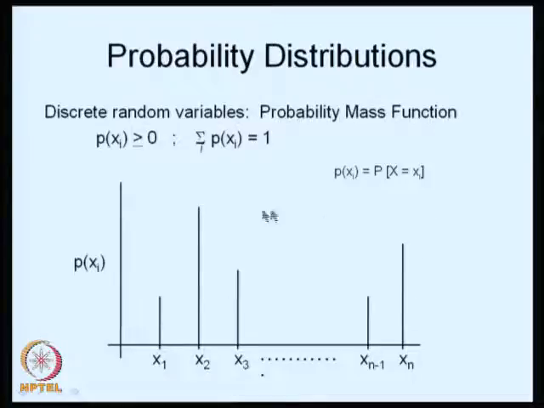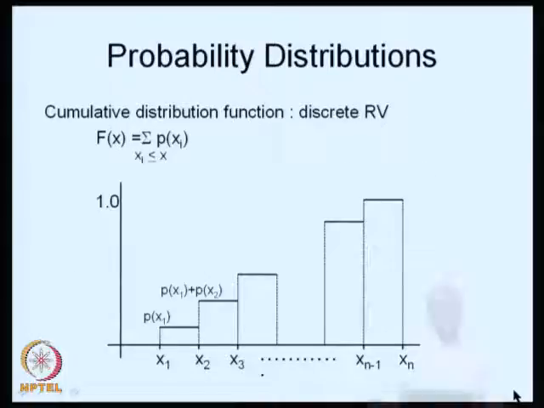Now, because x has to take exactly one of these values, the sum of these probabilities is equal to 1. So, the probabilities are non-negative numbers, and the sum of probabilities over all the possible values that the discrete variable can take is equal to 1. So, we indicate probability of xi as probability of x is equal to xi in the case of discrete random variables.